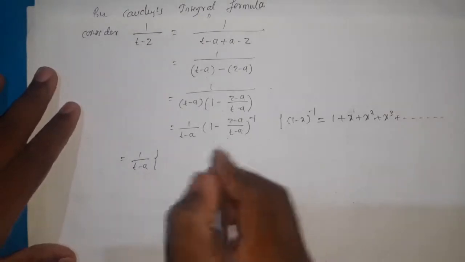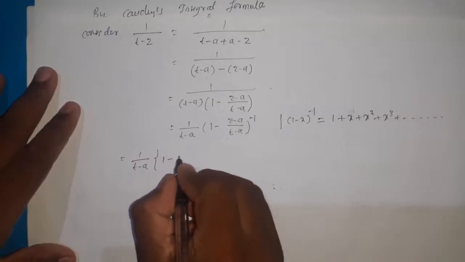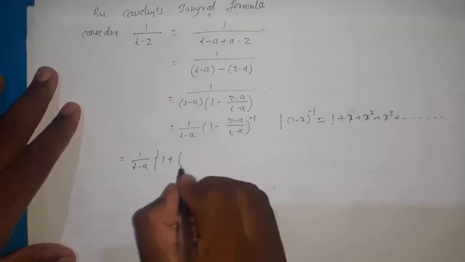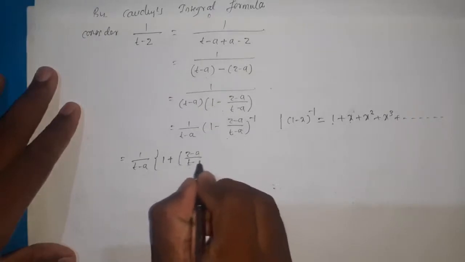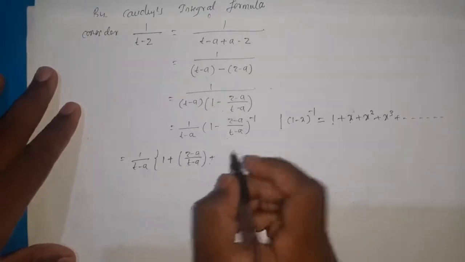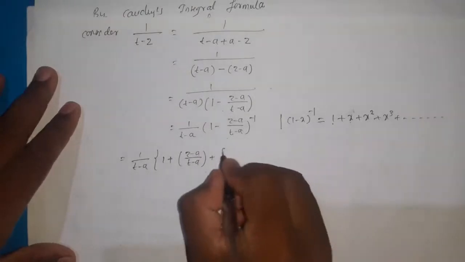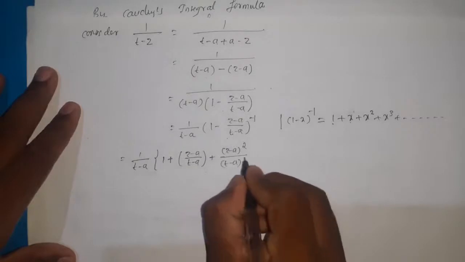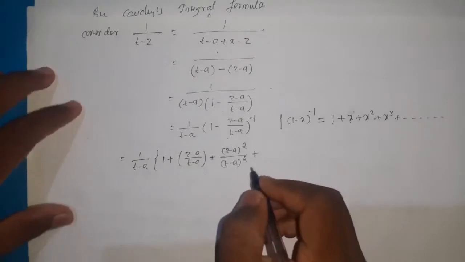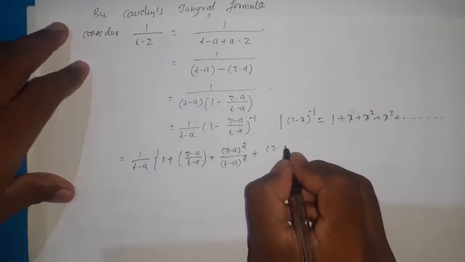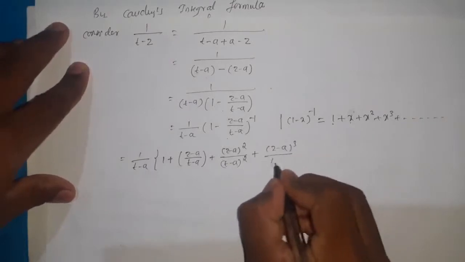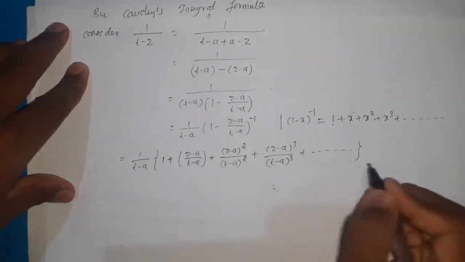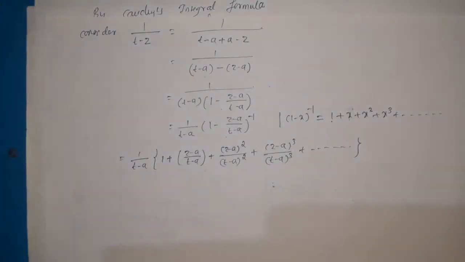Then the expansion of this one is 1 plus x, so 1 plus z minus a divided by t minus a, plus x square, that is z minus a whole square divided by t minus a whole square, plus x cube, z minus a whole cube upon t minus a whole cube, and so on up to infinity.